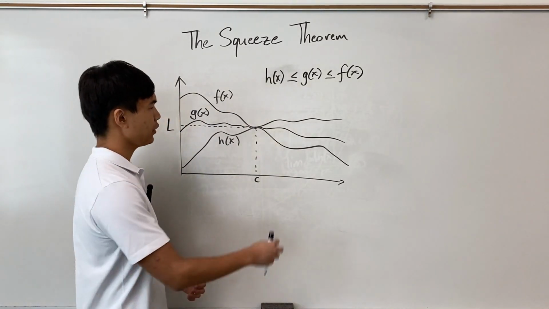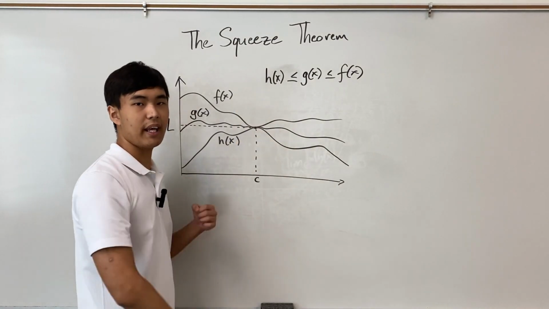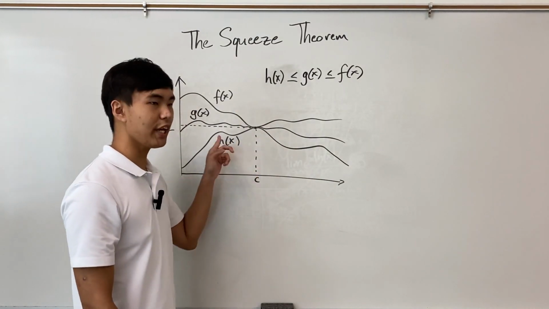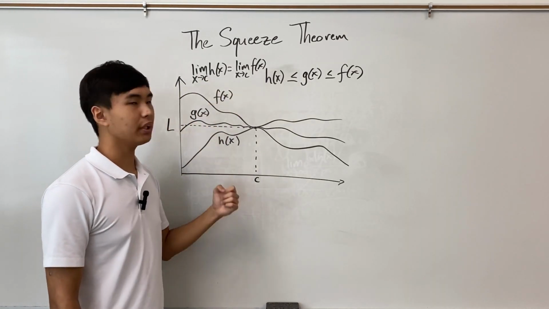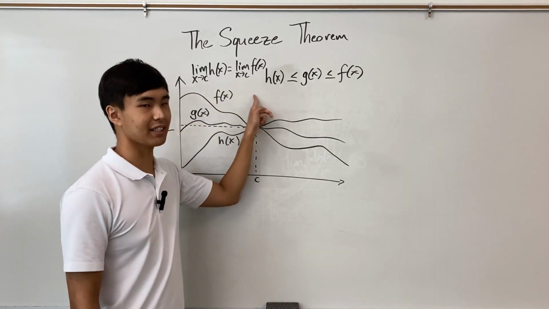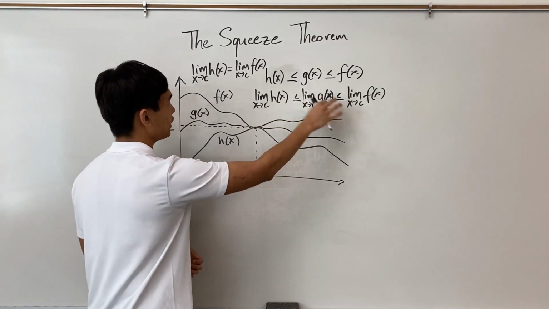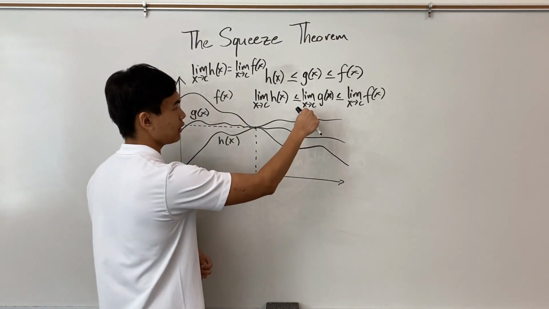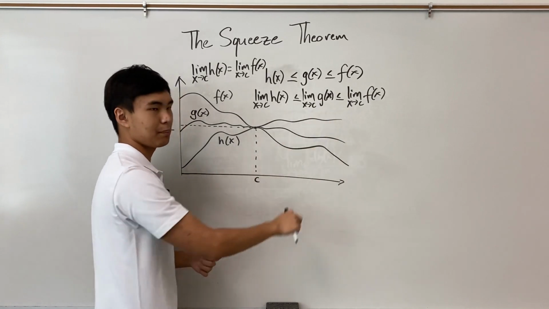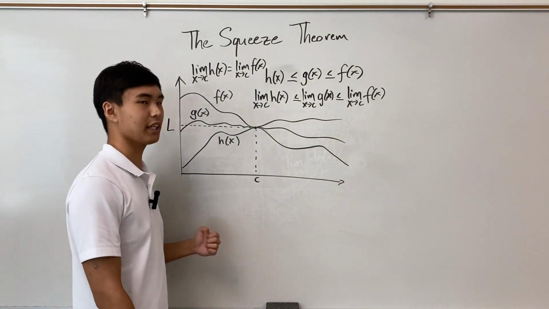Now let's imagine that we know that the limit as x approaches c of f of x is L, and the limit as x approaches c of h of x is also L. So we know that this equation is true. But if we take the limit as x goes to c of this inequality, then we see that this is also true. If we want this inequality and this equation to be true at the same time, that can only mean the limit as x goes to c of g of x must equal the limit as x goes to c of h of x and the limit as x goes to c of f of x.